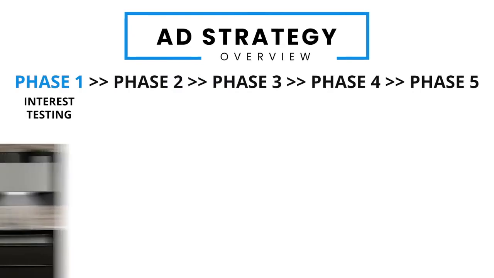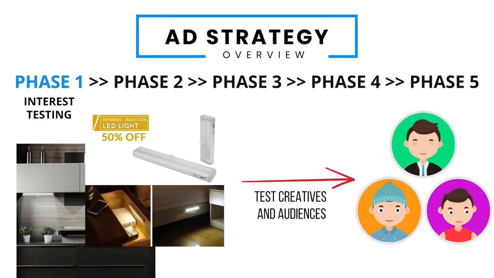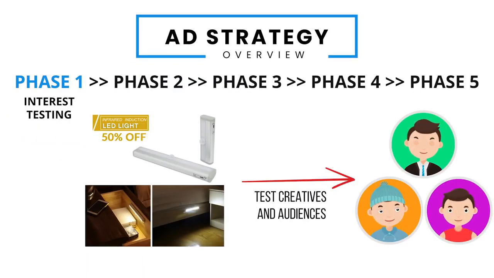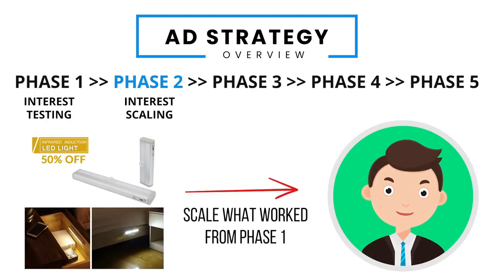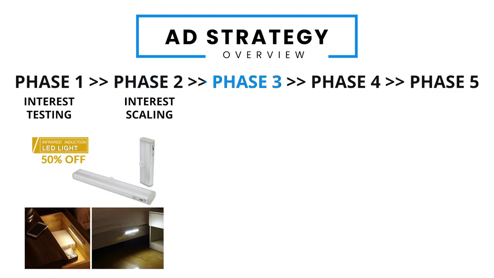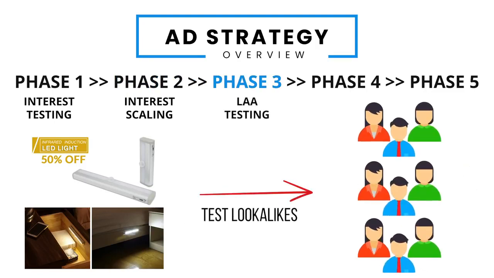Now let's briefly go over what our ad strategy looks like. We'll start with phase 1, where we will test our 2 creatives across multiple audiences. Once we find a working creative and audience, we'll move on to phase 2, where we will scale the working creative and audience from the first phase. Once we collect enough data, we'll move on to phase 3, where we will test different lookalike audiences.